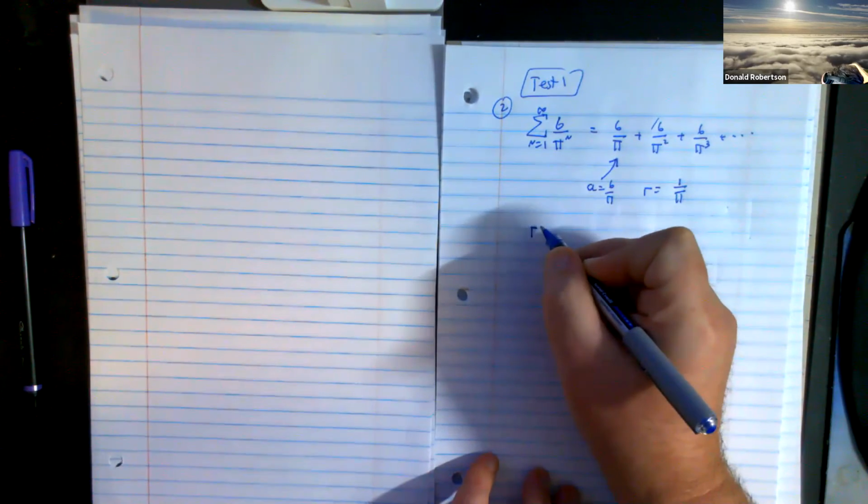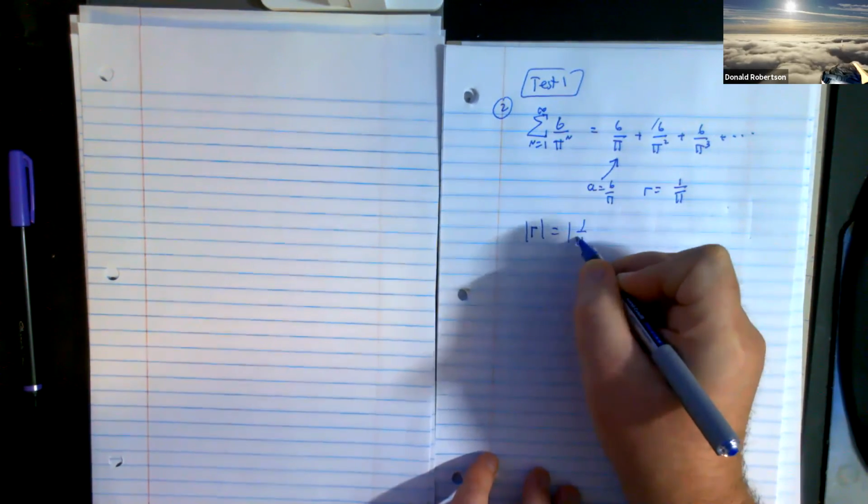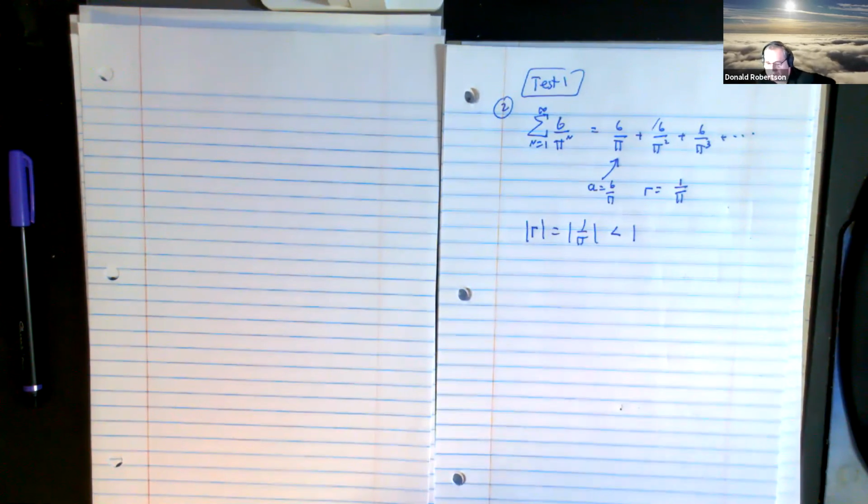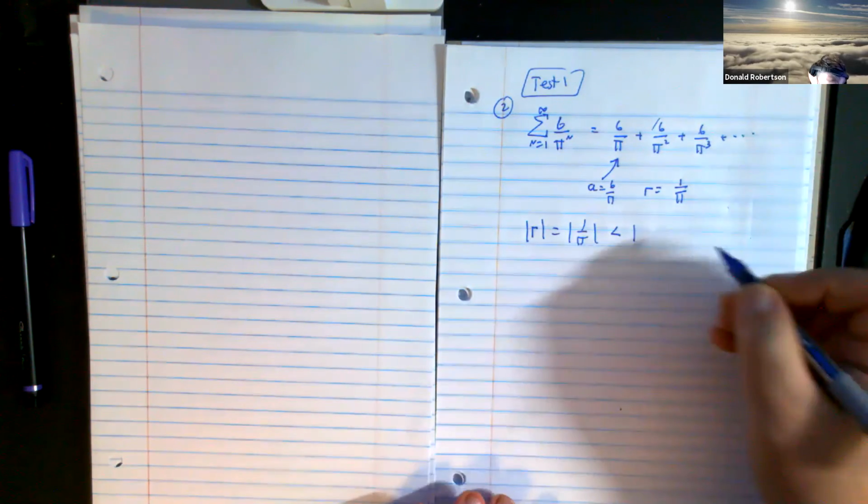Okay. So it converges because the absolute value of r is 1 over pi, and 1 over pi is less than 1. It's about 0.3 very roughly. So that makes it converge.